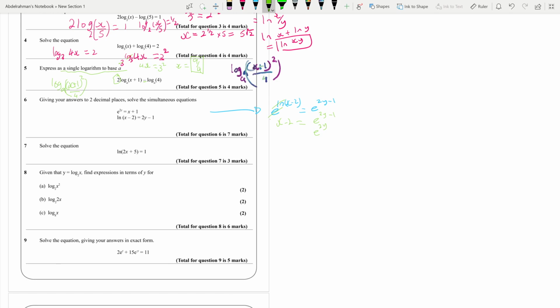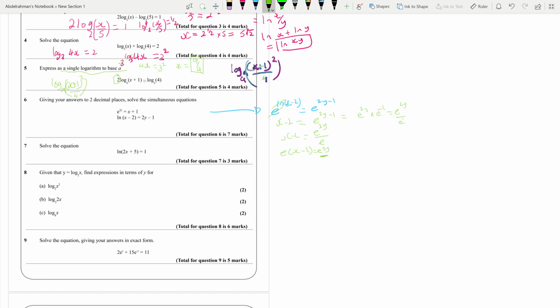That's equal to e to the y over e, because that's minus 1, so it is e to the y multiplied by e to the minus 1, and e to the minus 1 is the same as e to the power of y over e to the power of 1. So minus is just the kind of inverse, alright? Equal to x minus 2, so we can do e times (x minus 2) equal e to the y.